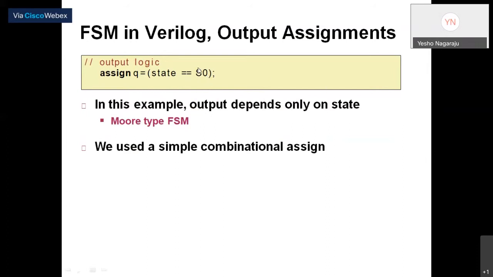When is the state going to become S0? After 3 clock cycles, right? We are counting. After every 3 clock cycles, state is going to be S0. That's why the output signal is always a divide by 3 signal. Hope that makes sense.